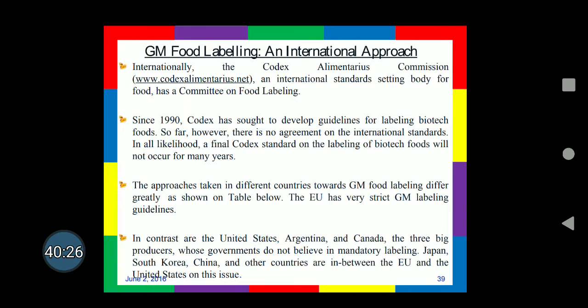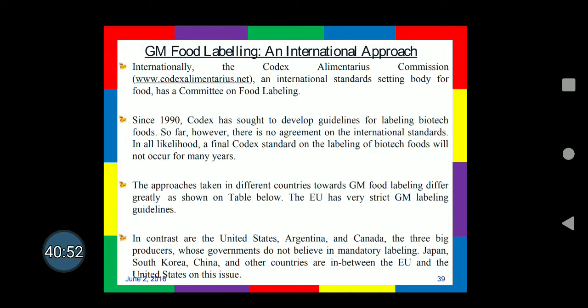Since 1990, Codex has sought to develop guidelines for labeling biotech foods. So far, there is no agreement or international standard. In all likelihood, a final Codex standard on the labeling of biotech foods will not occur for many years. The approaches taken in different countries towards GM food labeling differ greatly, as shown in the table below.